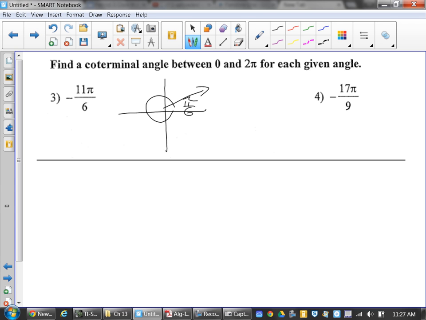Should I just find the reference angle? Find a coterminal angle between 0 and 2 pi. Because if you spun it around again, you'd be over 2 pi. It's the same thing as adding 2 pi, right? Right. And then I just okay.